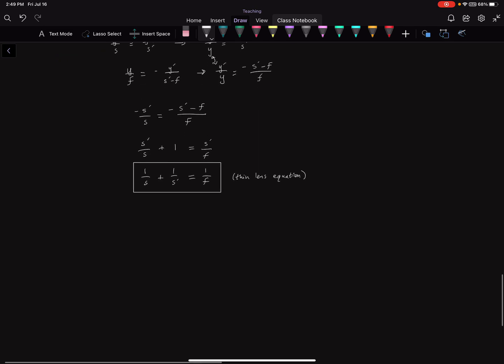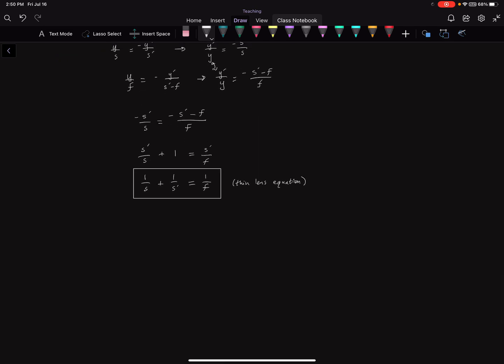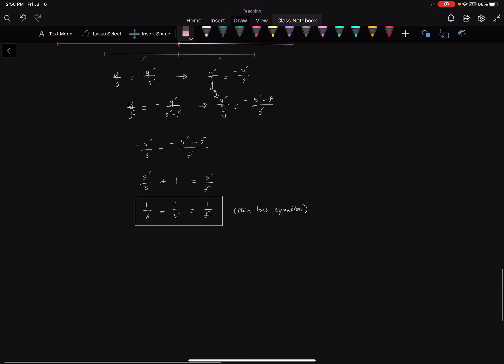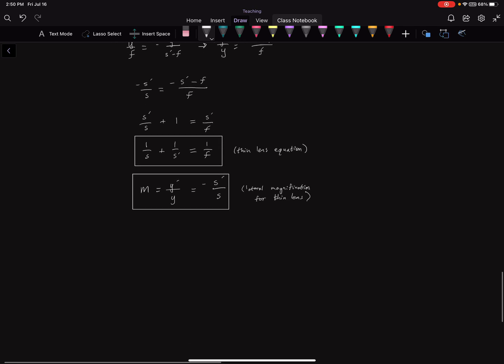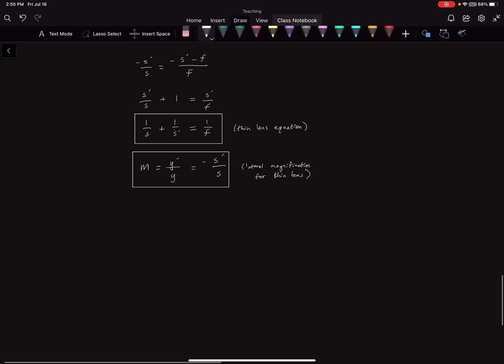All right. And we also already found the lateral magnification of a thin lens, right? We found it here. So lateral magnification is equal to y prime over y equals negative s prime over s. So I'll box that guy in. It's lateral magnification for thin lens. Tablet's either getting hot or low on battery. It's affecting the delay there.